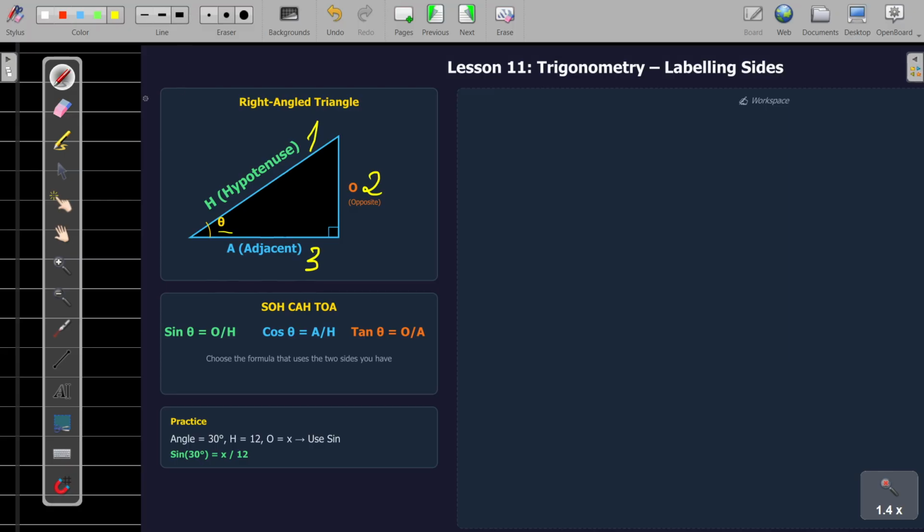So once all of this triangle is labeled HOA, we have to choose a formula. And there are 3 formulas: sin, cosine, and tangent. And we memorize them by using a magic word, SOH CAH TOA, right here. Now, I like to go through the first formula. This is going to be sin. So SOH stands for sin theta equals the length of opposite over hypotenuse.